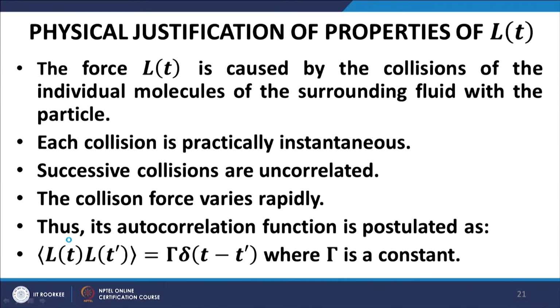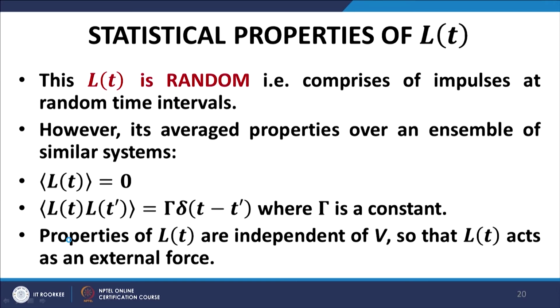And thirdly, the force with which they collide is not constant, that also varies rapidly. Now, keeping in view these three properties, that collisions are instantaneous, collisions are uncorrelated with each other, and the collision force varies rapidly, we are able to model it together with a delta function, and that gives us the following two properties of the random force or the external force.